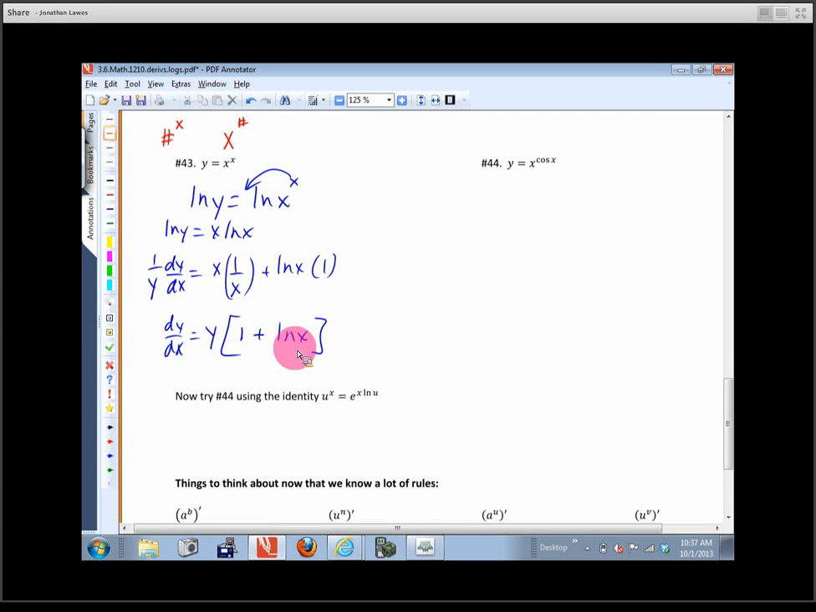And then let's bring back what y is. Y is x to the x. So y prime in this case is going to be x to the x times 1 plus the ln of x. There's our answer.